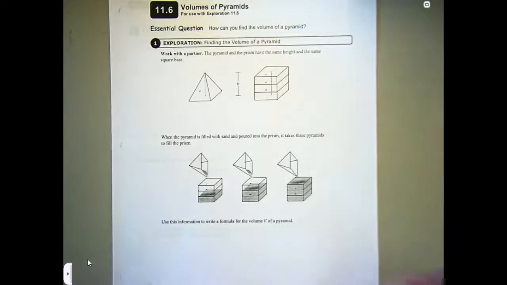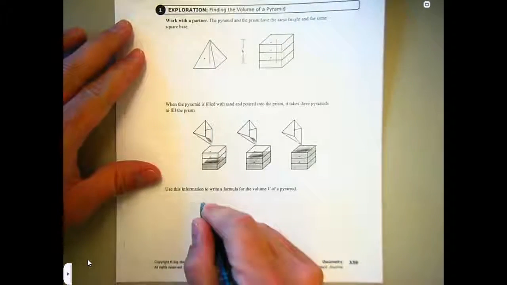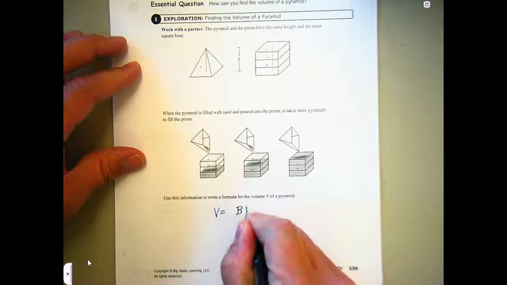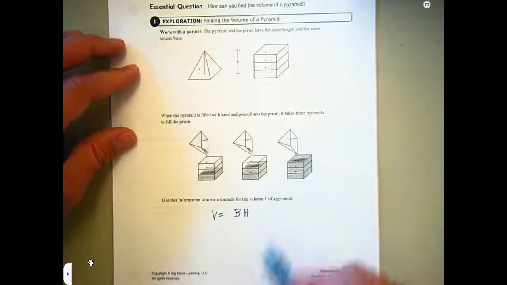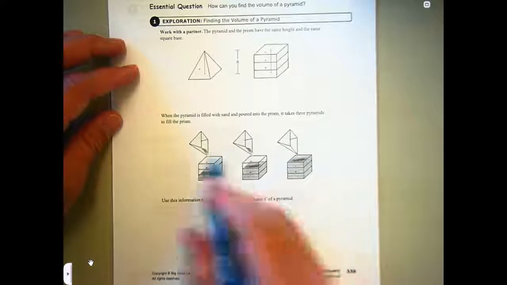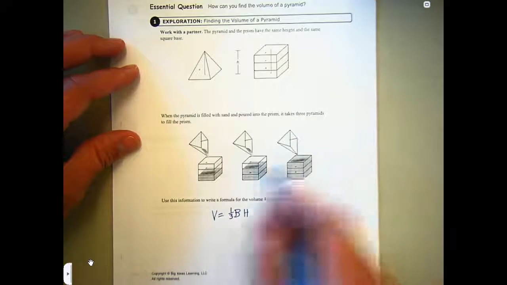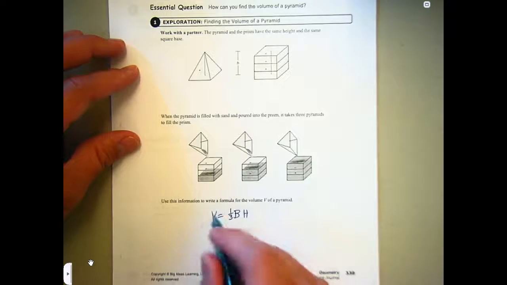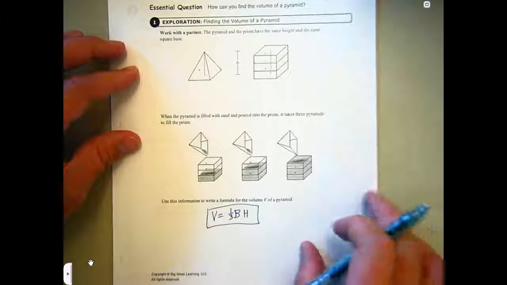Okay, what's the formula? Good. The volume is equal to the base times the height, which gives you the volume of your entire prism, right? And since it takes three of these, we'd only need 1/3 of the entire amount. Okay? Very good. So one pyramid fills up 1/3. 1/3 base times height, or base times height divided by 3. Okay, so relating it to what we know from previous lesson there.